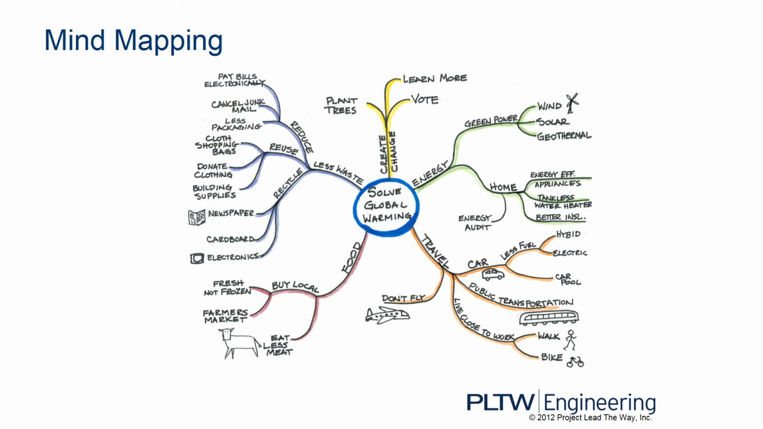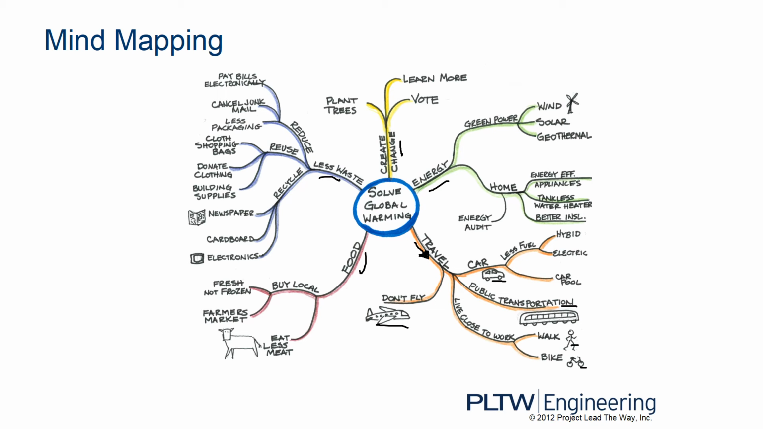This slide is an example of a mind map. It uses the center topic of solve global warming. And then if you look out its main branches, they have food, less waste, create change, energy, and travel. So if we follow out the travel section, it has everything to do with how to solve global warming as it relates to travel. So we have, what are the different ways people travel? Well, we fly, we have a car, we have public transportation, and we have walking and biking.